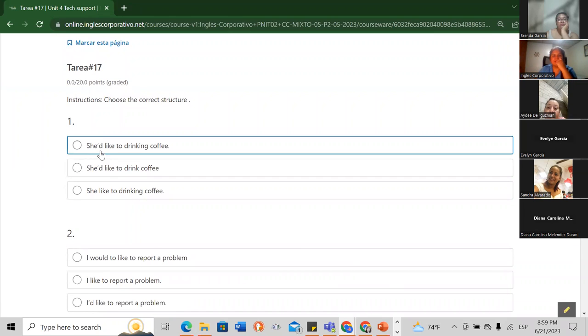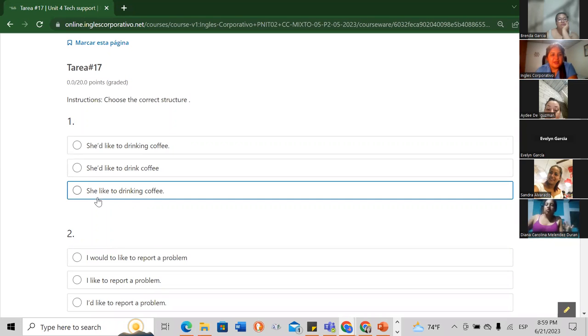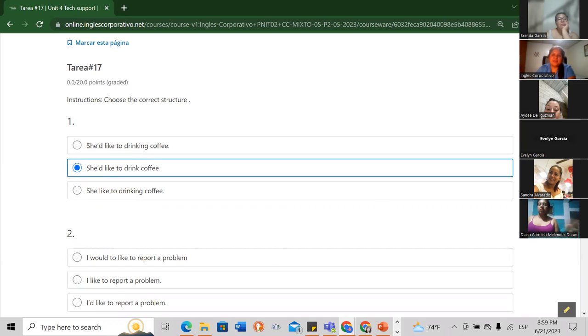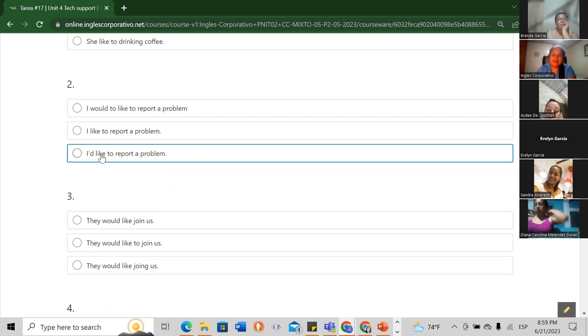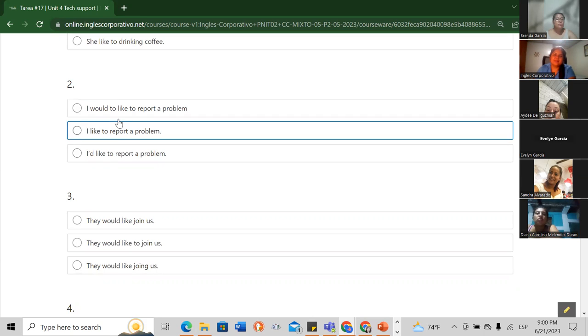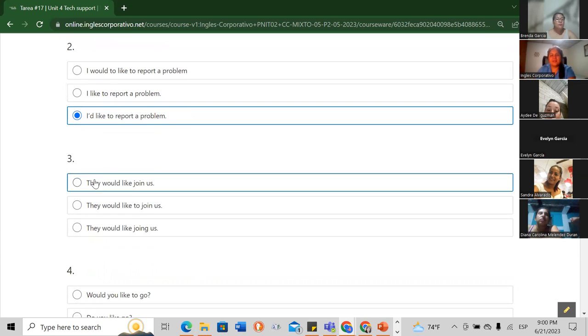Okay, number one. What will be the correct structure? She'd like to drink coffee. Oh, drinking, I'm sorry, that is the first one. She'd like to drink coffee. Okay, the second one, right? Okay, number two. I would like to report a problem. I like to report a problem. Which one? Remember, it says I would like to. El tú no va aquí. The last one. I'd like to report a problem. Mm-hmm.